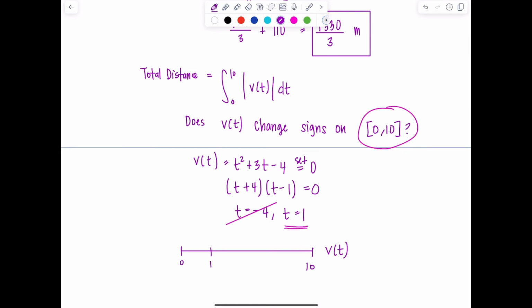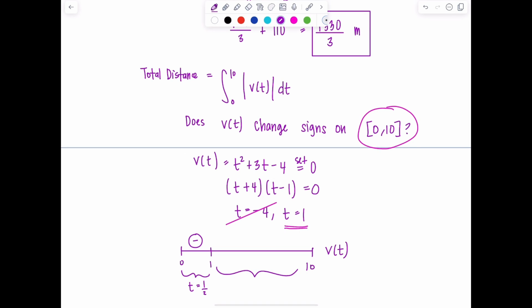And let's figure out the sign of the velocity function. So between 0 and 1, say you're testing with t equals 1/2, okay? If I plug in t equals 1/2 right here, that factor, 1/2 plus 4 is positive. 1/2 minus 1 is negative. So the velocity is negative in this interval. That means the particle is moving in the negative direction.